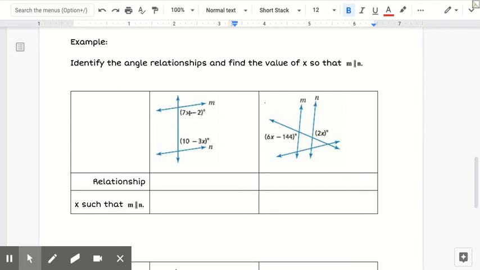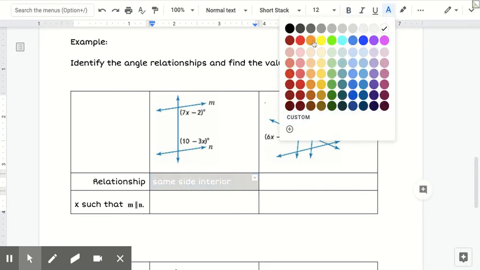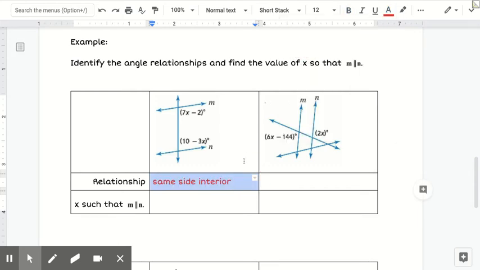Okay, so looking at this picture, here's my M and my N. I'm trying to show that they are parallel. This is our transversal. So the two angles that are given here are between the two lines that we think are parallel. And so that would make them interior. And they're on the same side of the transversal. So that's going to be same side interior angles. Okay, the relationship between same side interior angles is that they are supplementary.